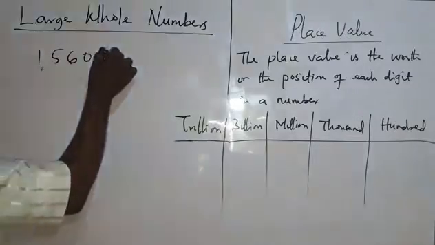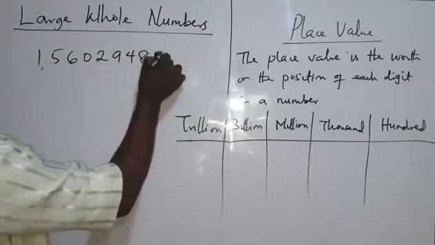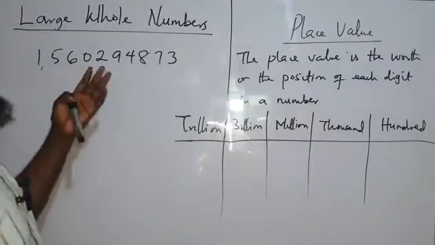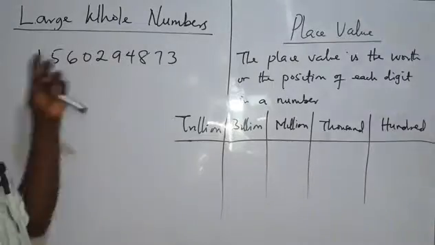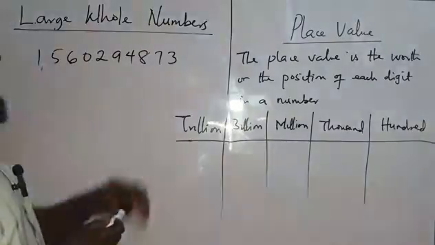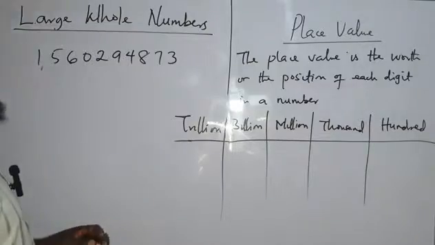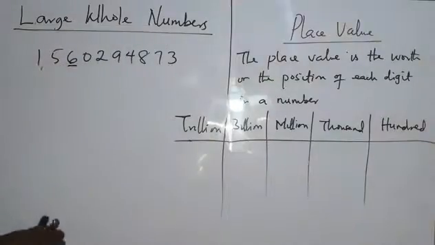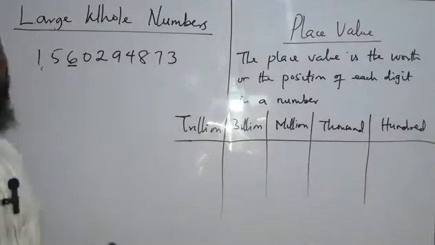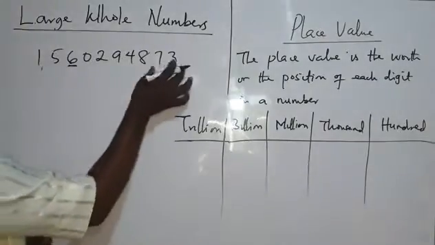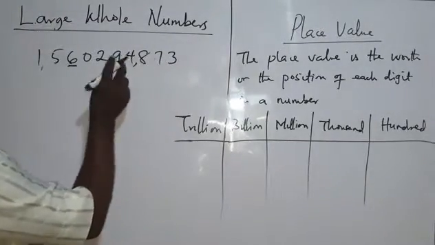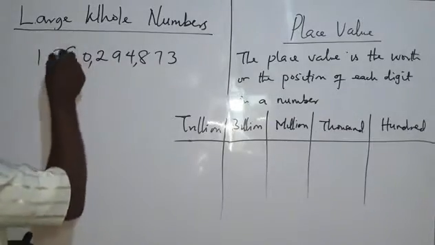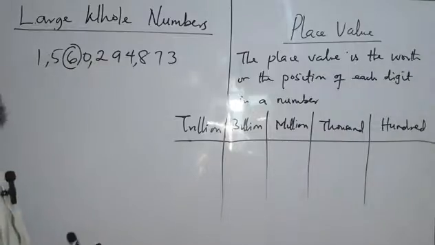Now, if a number is written, for instance, I have this number 1 5 6 0 2 9 4 8 7 3, and I ask you what is the value of 4 in this, or what's the value of 0 or 6 in this number. So the first thing is that we group the number in threes, starting from the right hand. 1 2 3, 1 2 3, then 1 2 3, then we put it over here. So we want to know the value of these 6 in this number.